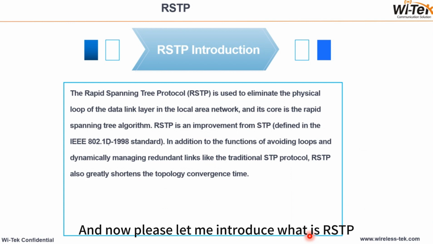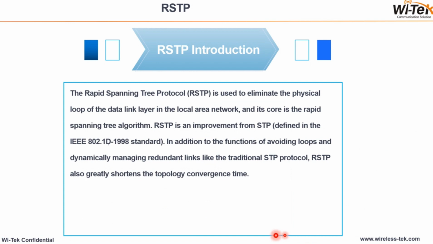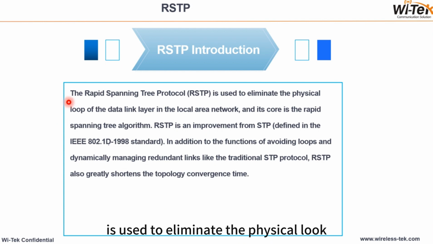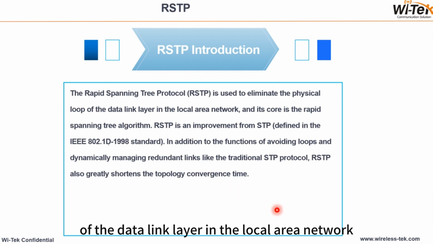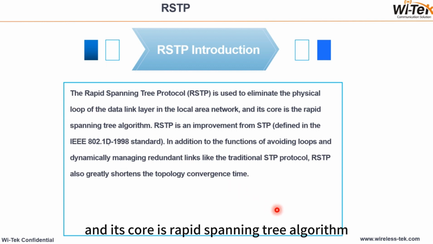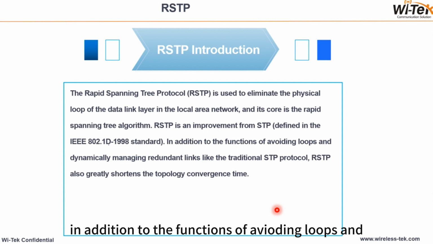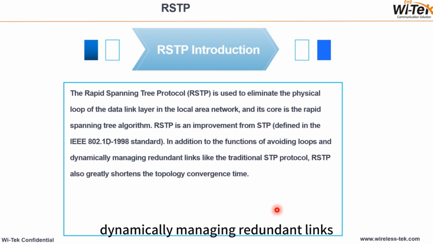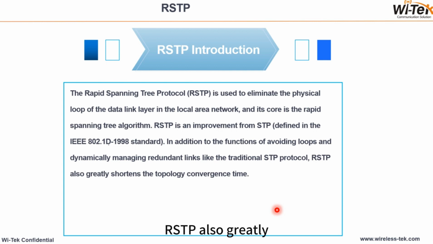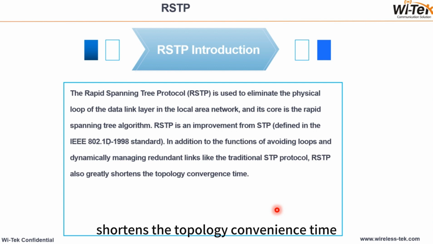And now, please let me introduce what is RSTP. The Rapid Spanning Tree Protocol is used to eliminate the physical loop of the data link layer in the local area network, and its core is the Rapid Spanning Tree algorithm. RSTP is an improvement from STP. In addition to the functions of avoiding loops and dynamically managing redundant links, like the traditional STP protocol, RSTP also greatly shortens the topology convergence time.